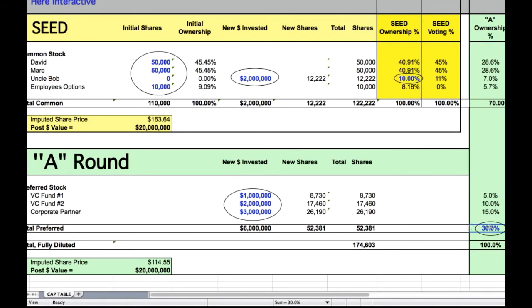So he might convince you to take a look at some different scenarios. He might say, what if we only give the VC 25% of the company? Now our imputed share price is $147. He's still down a little.